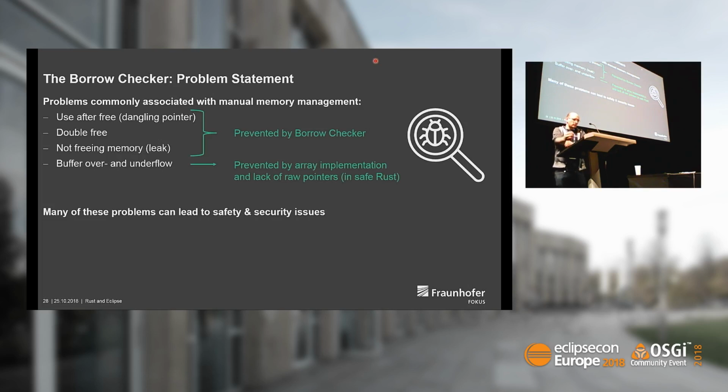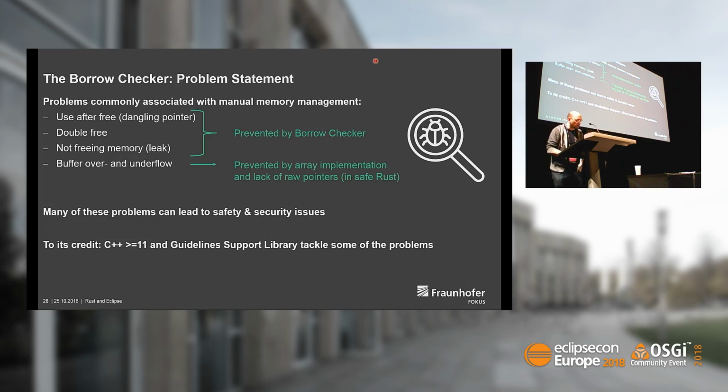bounds checks. All right, just to give credit to C++11 and higher and the Guidelines Support Library, they tackle many of the problems, and there are even further initiatives in the C++ community with flow analysis to get rid of most of the problems. But actually, the rules in the borrow checker are even stronger to prevent even more things. We will see later. So that even when C++ catches up with these security issues, there is value in the borrow checker.